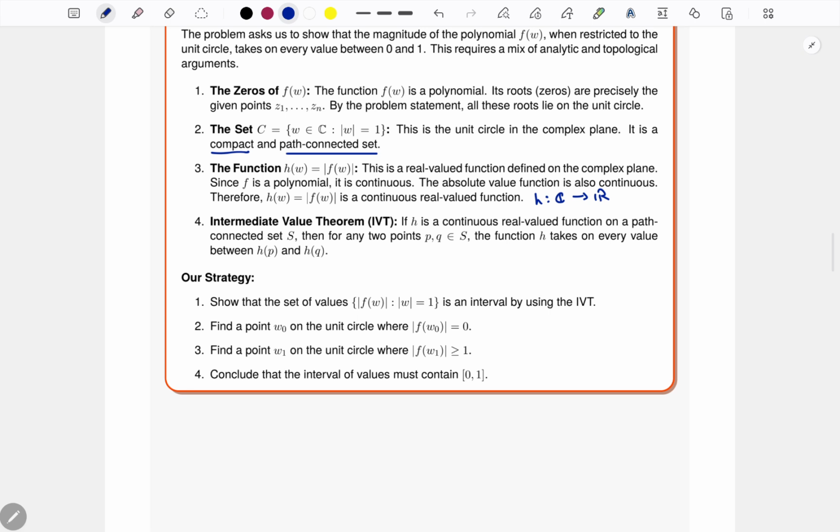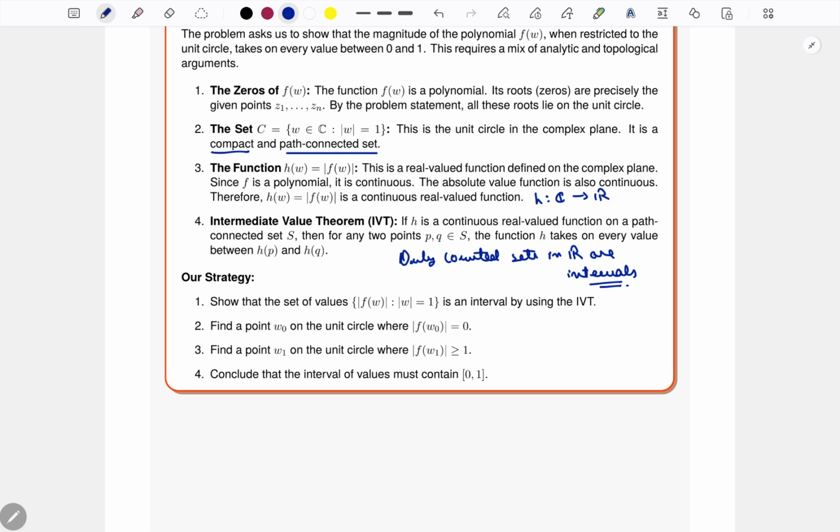Now we would also like to apply the intermediate value theorem, which says that if h is a continuous real valued function on a path connected set S, then for any two points P and Q in S, the function h takes on every value between h(P) and h(Q). In other words, if I am very strict, this is nothing but saying that connected sets in R are intervals. So this is actually the compact notion of the intermediate value theorem.